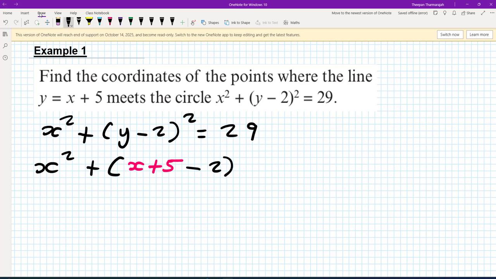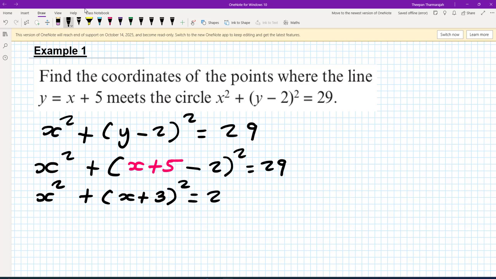So (x plus 5 minus 2) all squared equals 29. So x squared plus, we get (x plus 3) all squared equals 29.